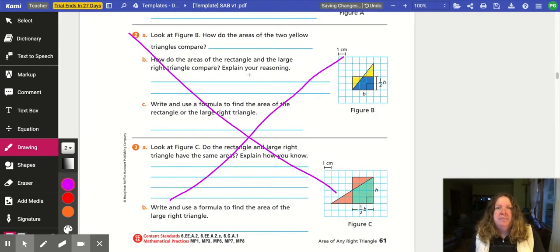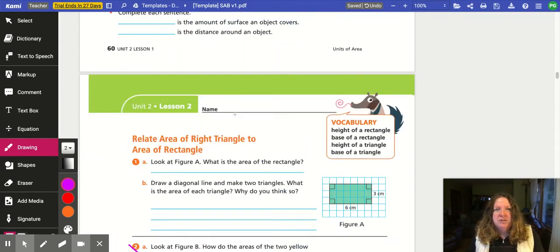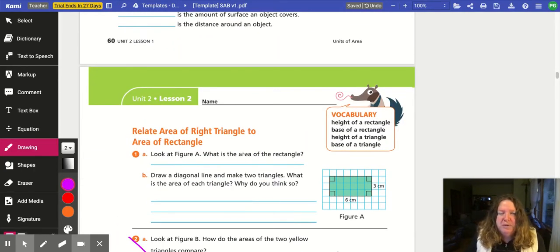Okay, so join back with me on, whoops, I'm going the wrong way here with my mouse. Or my computer's just slow, I guess. There we go.